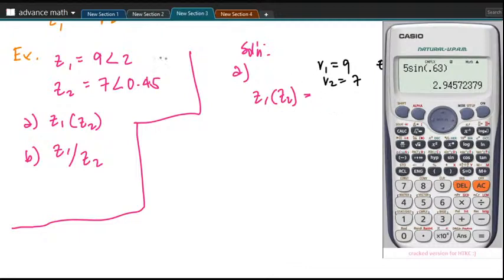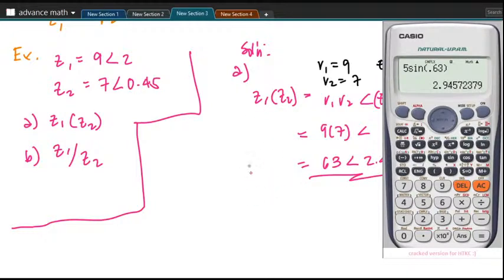Then, let's just use the formula. So we have r sub 1 times r sub 2, angle theta sub 1 plus theta sub 2. Then it's just substituting the givens. We have 9 times 7, angle 2 plus 0.45. So 9 times 7 will be 63, angle of 2.45 radians. So this is now our answer for part A.